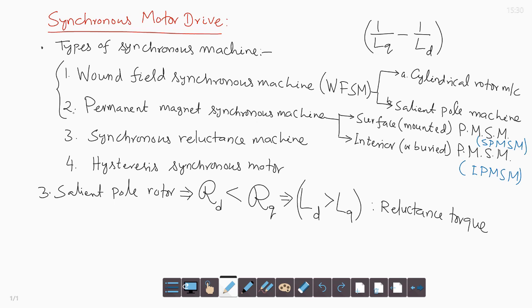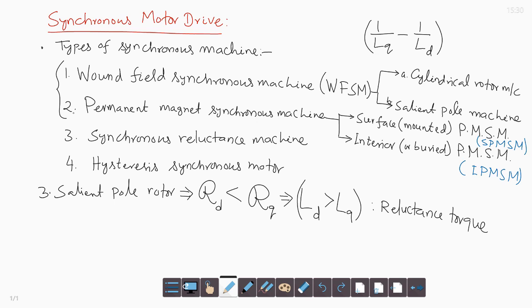But in the second type, that is the permanent magnet synchronous machine, there are only permanent magnets. Permanent magnets are mounted on the rotor. So, there is no option, because the permanent magnet will be there at the time of starting. It cannot be removed at the time of starting. So, permanent magnets will be there at the time of starting as well. Then what is the problem?